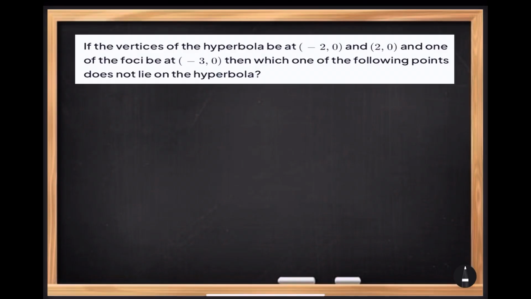Okay, so we got this situation. If the vertices of the hyperbola are at this and this, you know that vertices are on the x-axis, so we will have a horizontal hyperbola, correct? Suppose that this is your hyperbola.